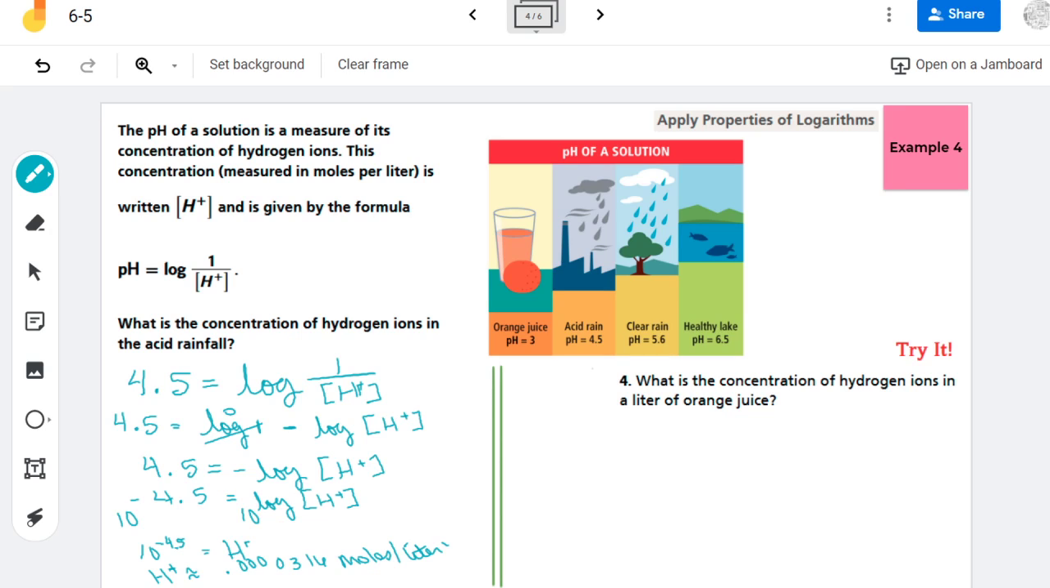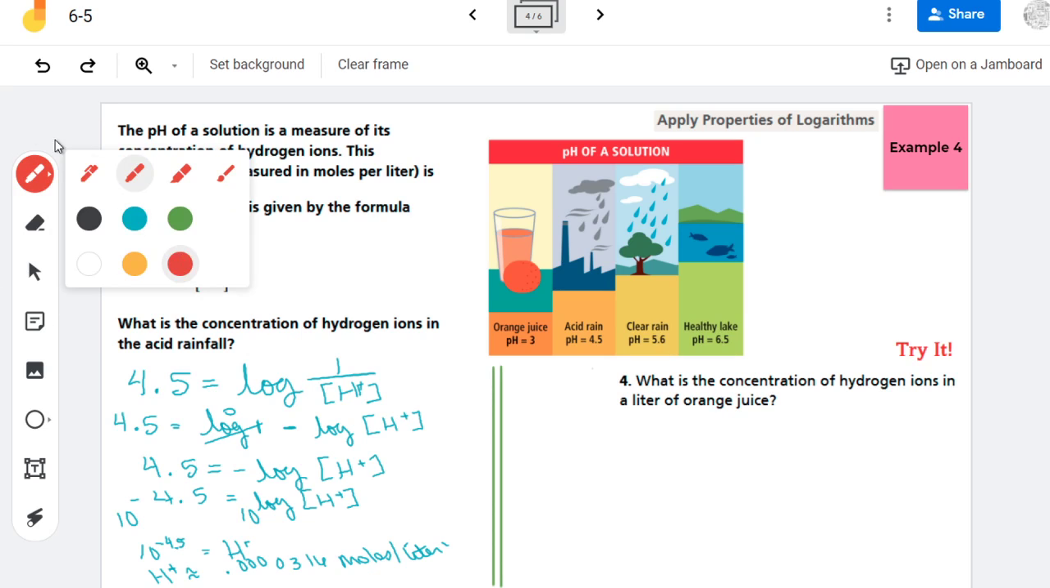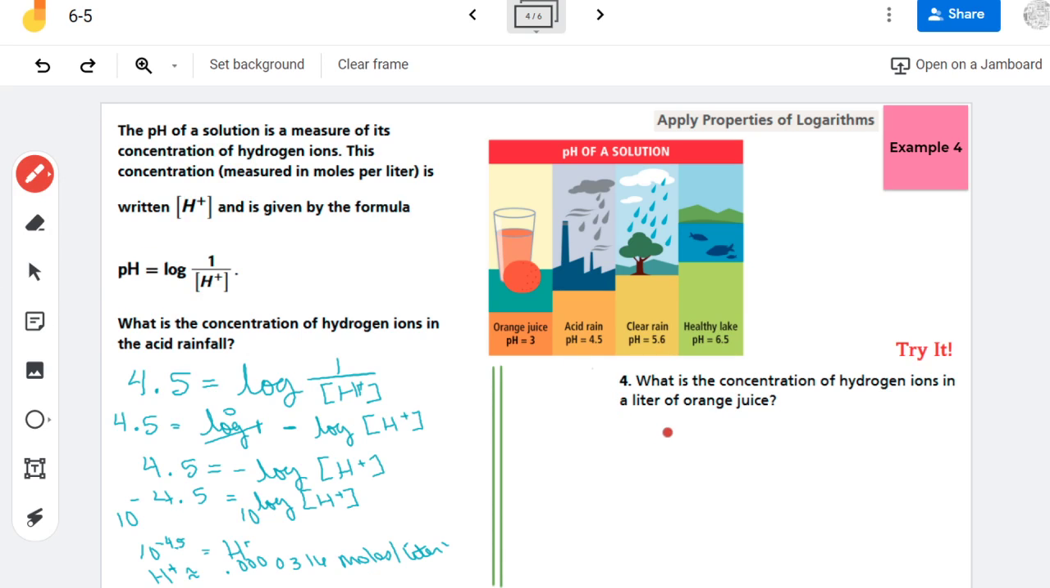So now I'm going to do that same thing with the orange juice. Alright, so again I replace the pH. I'm going to actually change colors on this one. So I'm going to replace the pH with the number 3. So I get that 3 is equal to the log of 1 over H+.